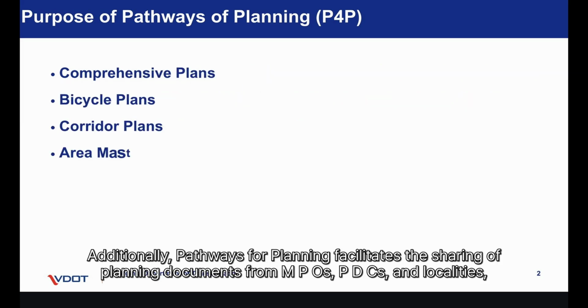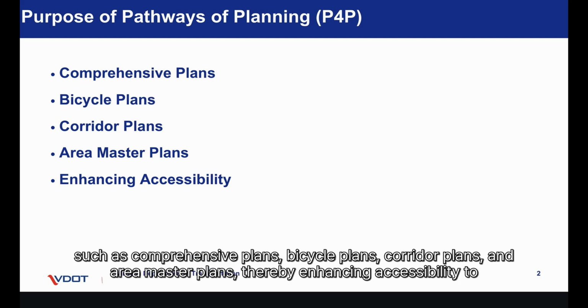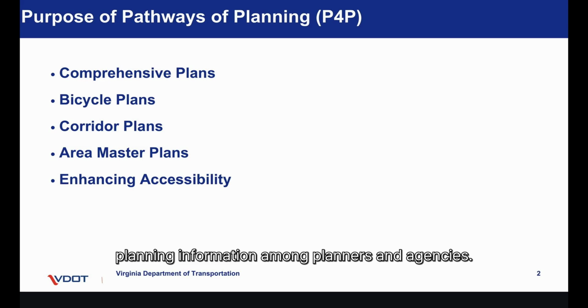Additionally, Pathways for Planning facilitates the sharing of planning documents from MPOs, PDCs, and localities, such as comprehensive plans, bicycle plans, corridor plans, and area master plans, thereby enhancing accessibility to planning information among planners and agencies.